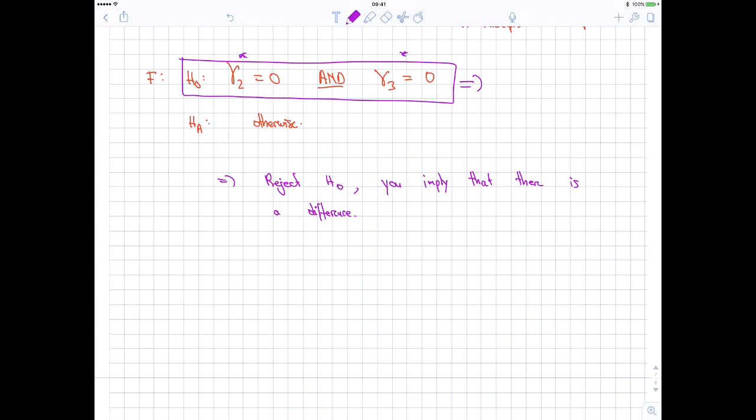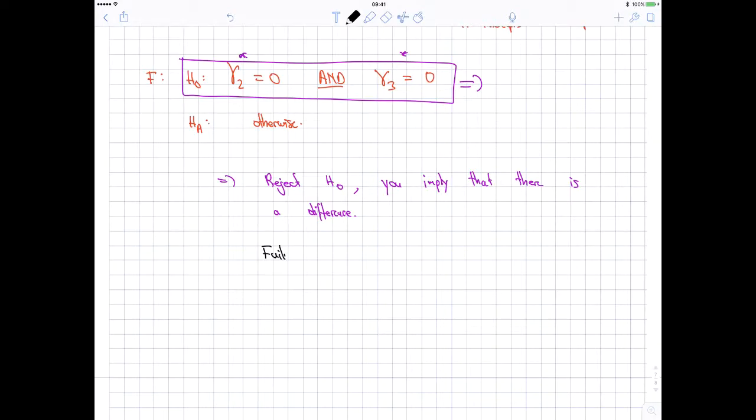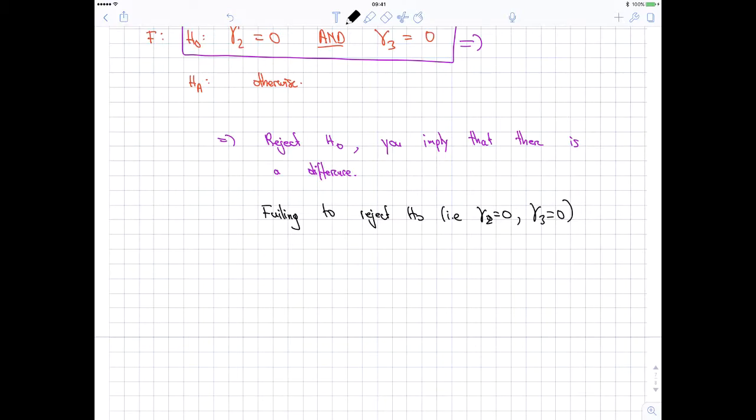Failing to reject H0, i.e. gamma 2 is equal to 0, gamma 3 is equal to 0, then you imply that there is no difference across subsamples.